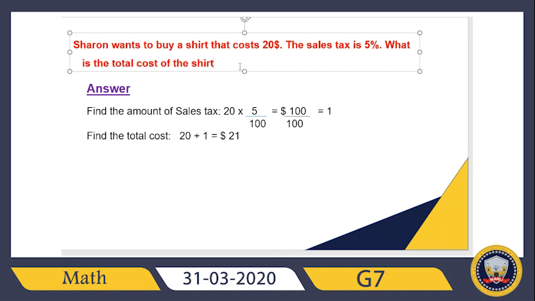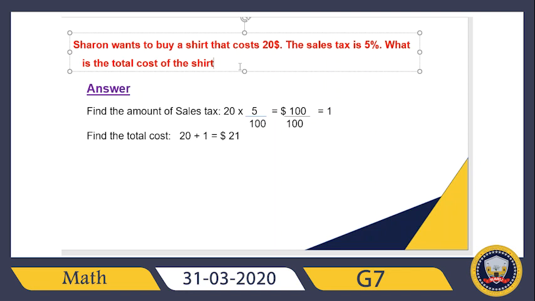So now, she went to the mall. She wants to buy a t-shirt. She finds that this t-shirt costs $20. But at the cashier, she found out that she has to pay extra money. Extra money, which is what? The sales tax. Sales tax is a tax on sales. Okay? She has to pay tax.